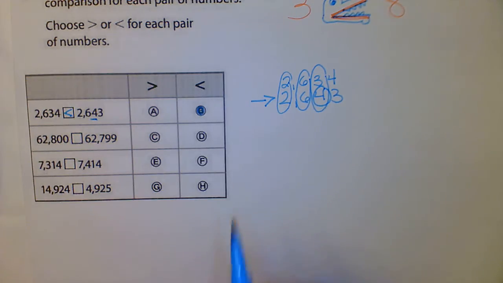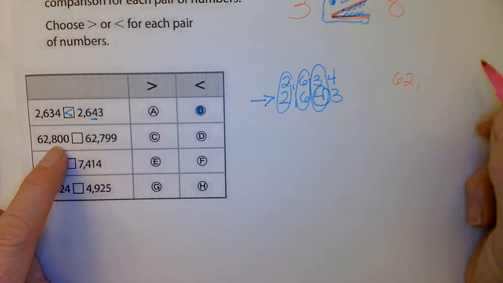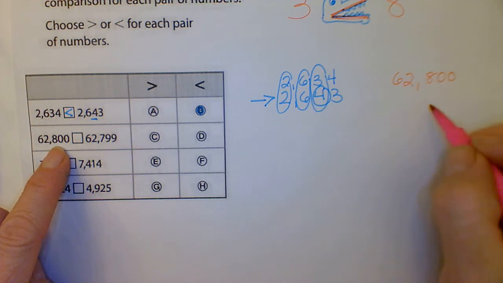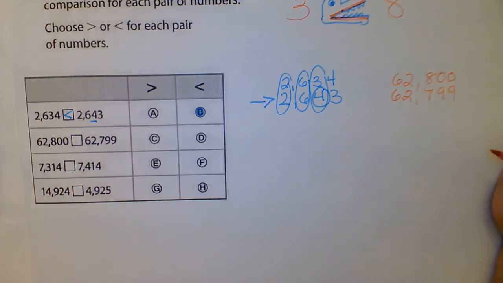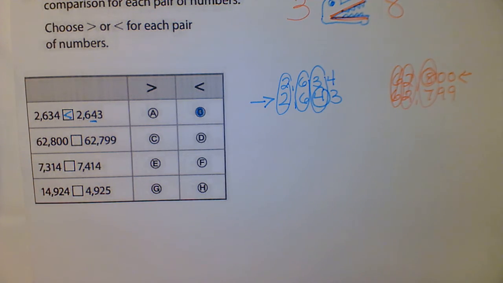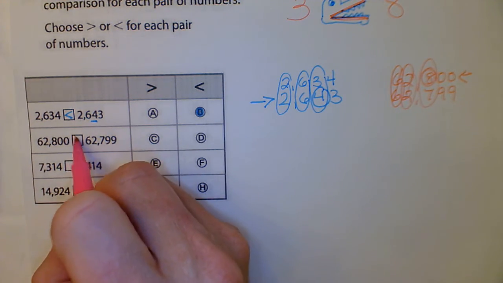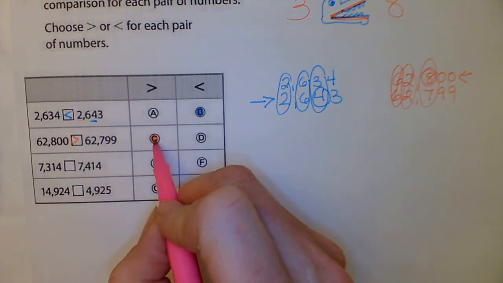I'm going to do the exact same thing for the next one. I'm going to stack my two numbers. So I have 62,800 and I have 62,799. If I want to be careful, I'm going to go step by step. That doesn't help me, that doesn't help me, and here we go. 8 is bigger, so that's the larger number. So the alligator is going to eat that number. And I'm going to go ahead and fill in C for this one.